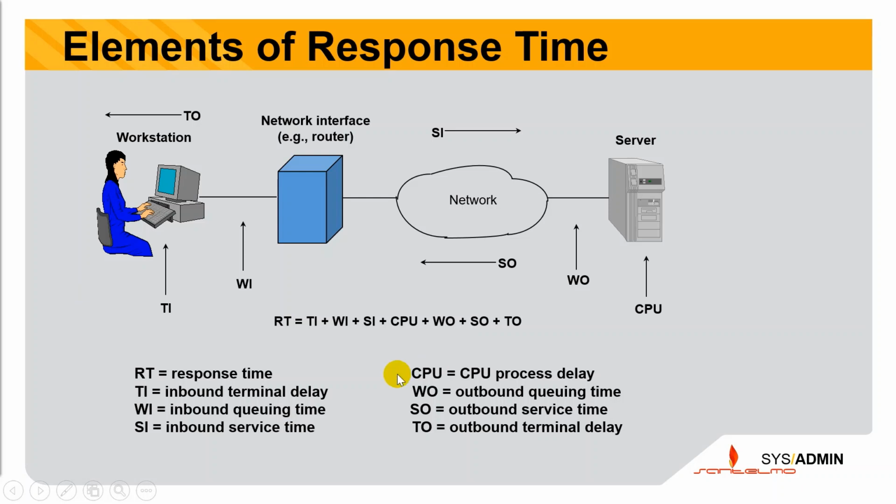If you observe the equation, as I was saying earlier, when your data traverses the cable there is delay, and when it gets into the hardware there is delay. Going back again to the cable, another delay, and so on. Therefore response time is equal to the inbound terminal delay plus the inbound queuing time, plus the inbound service time, and so on. So basically there is always delay in every response time. It's just that as systems administrators, how do we minimize delays?